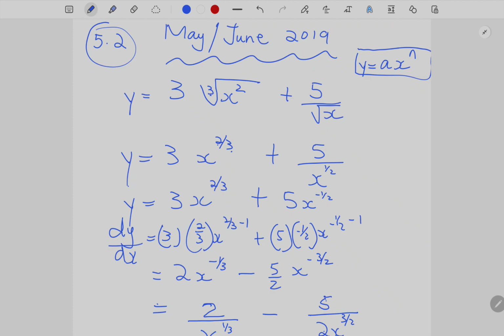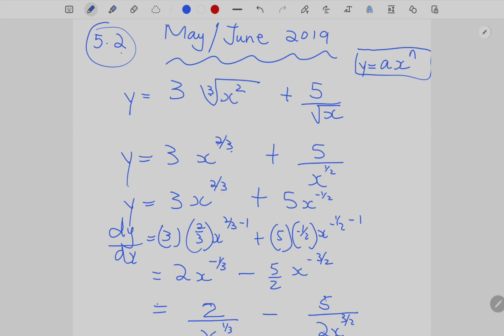And we must leave the answers with positive exponents or in surd form when necessary. Okay? So you will see this question. The question is written there, 5.2 from June question paper of 2019.